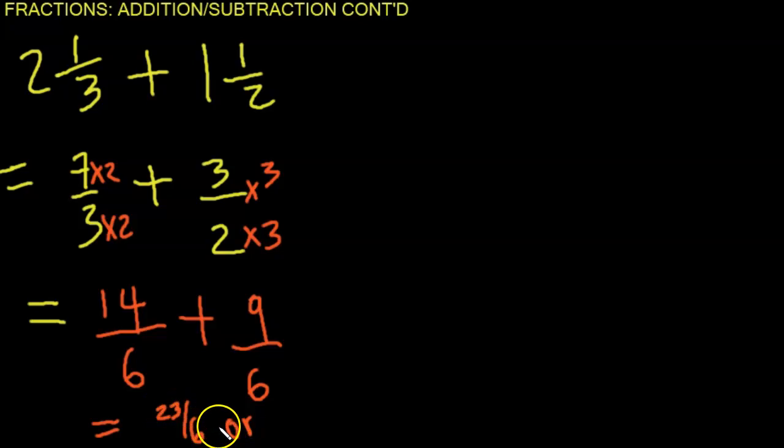23 divided by 6, that's how much? 6 times 3 is 18, so 23 divided by 6 is 3, and the remainder is 5, so 3 and 5/6. Good?